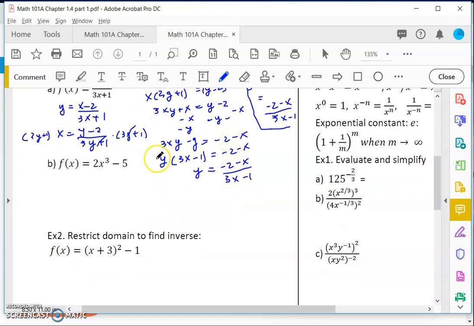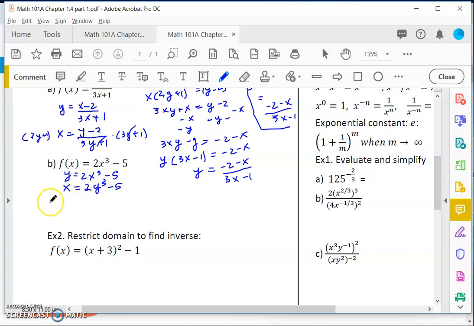Let's find the inverse for a cube function. So how do I do it? So first is y equal to 2x cubed minus 5. Don't need to do anything, just write this as y. Switch x and y because I want to do the inverse now.